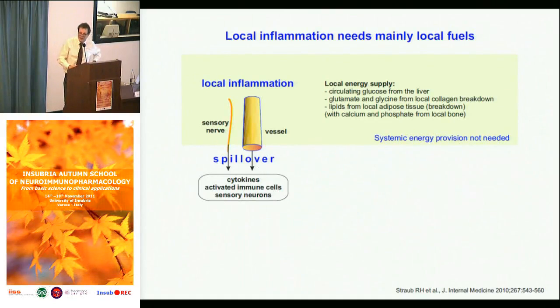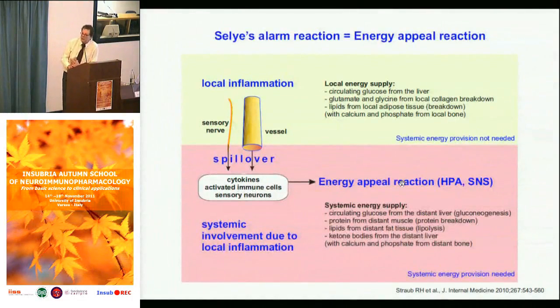Interleukin 6 is my classical example because this is a very stable cytokine. This cytokine can travel in the blood and now activates other systems. Or immune cells are activated and travel in the body. Or the sensory nerve fibers get activated. And then you have an energy appeal reaction, meaning, hey, I need more energy-rich fuels here because the local amount is not enough anymore.